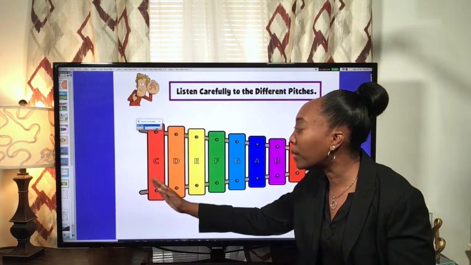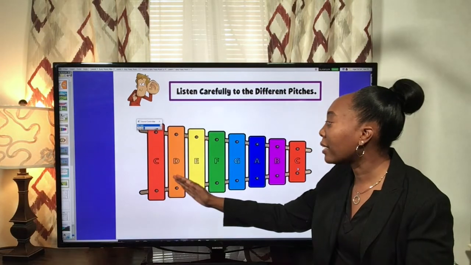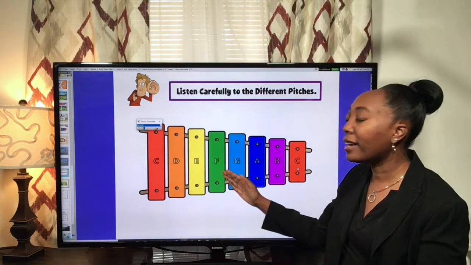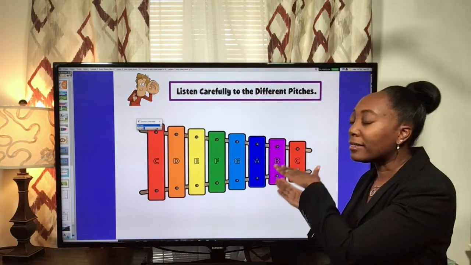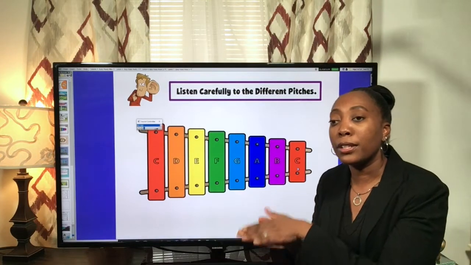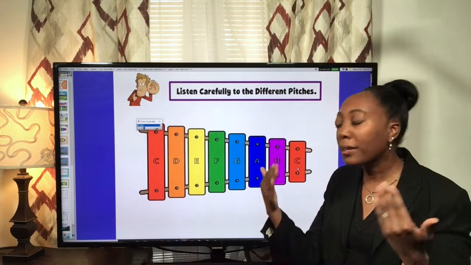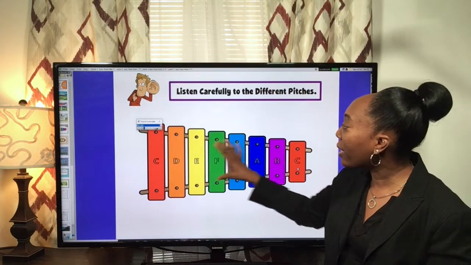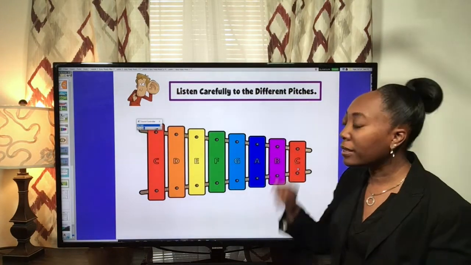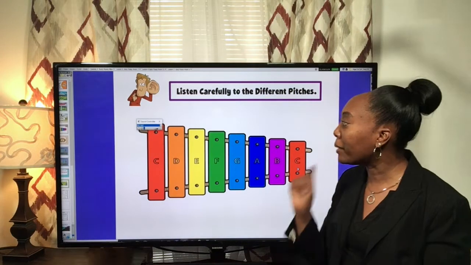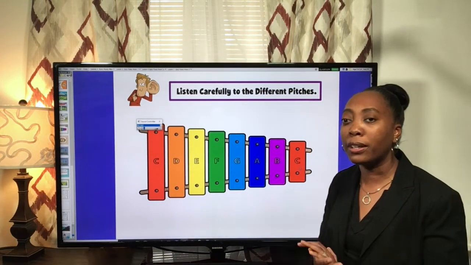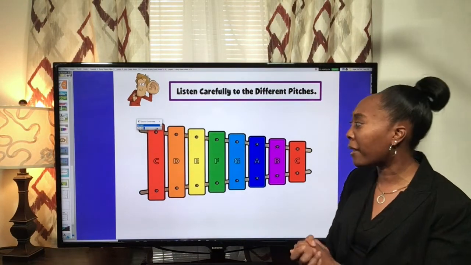So we have low, and then we start to get higher and higher. And the xylophone starts to get shorter and shorter. The pitch gets higher as the bar gets shorter. And we're going to talk a little bit more about that, but good job. So let's move along. So we're talking so much about pitch.